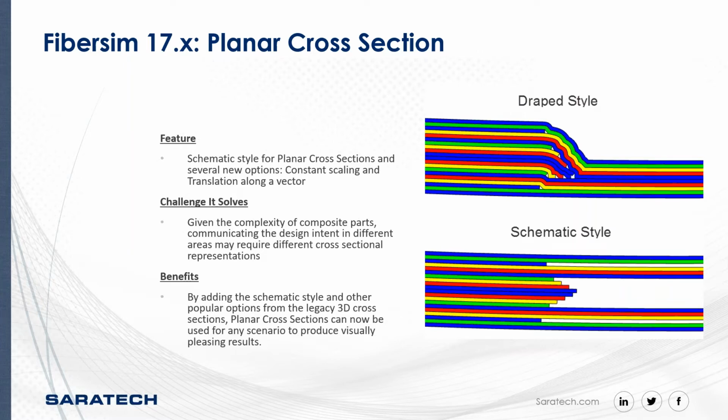In addition, we've added capabilities where we've extended the draped cross-section type and the scaling types that we use for schematic and draped cross sections. And again, we're just trying to build out the capability that we have in the planar cross section capability. Now it's basically surpassed the prior capability that we had in the system, and most of our customers use this exclusively now in Fibersim 17, and it really does a great job of defining the documentation and the rendering that you need to validate the design.